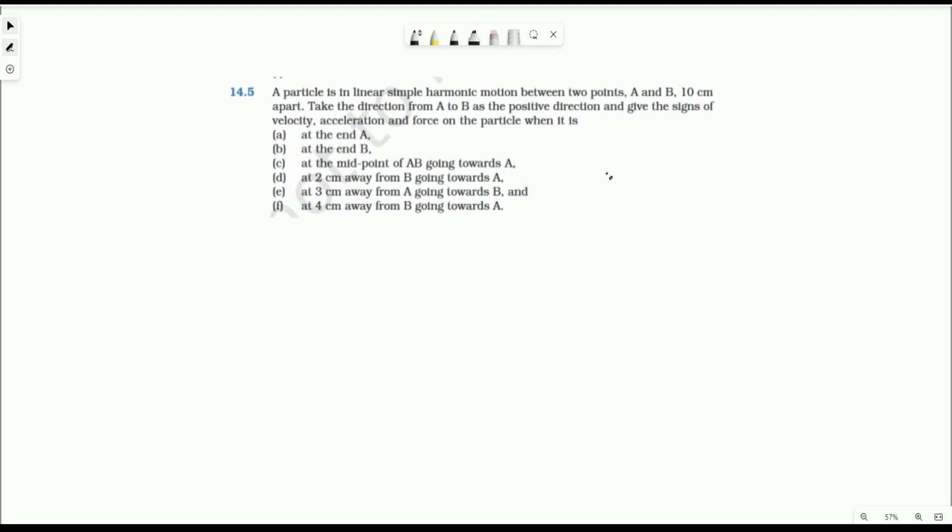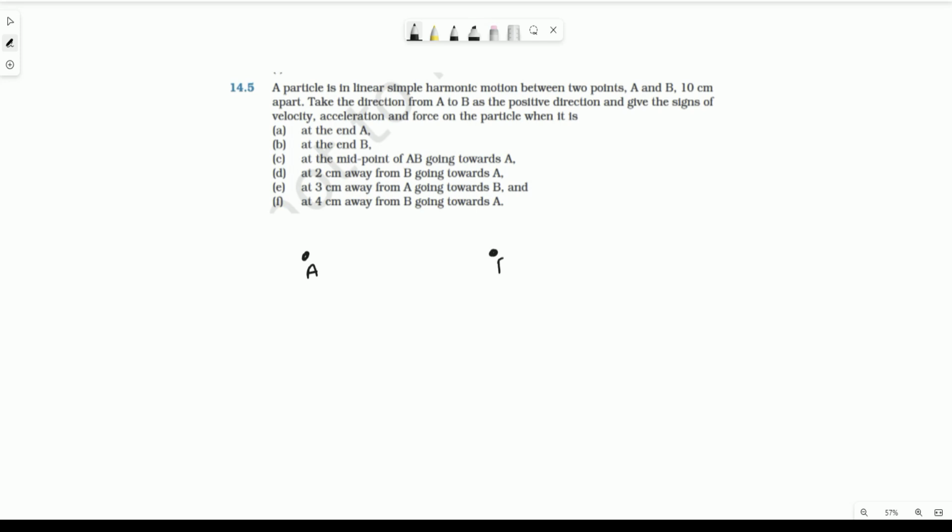Let's start solving this problem now. All right, so you have A and B, 10 centimeters is the distance between them. Then the direction of A to B has to be taken as positive. This is a sign convention we will follow. Positive direction. This is given in the question. I have just copied it. And the question is, what are the signs of velocity?